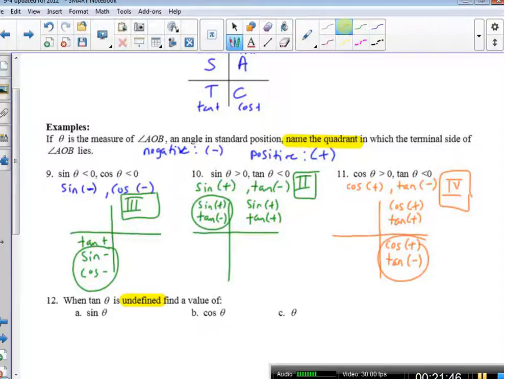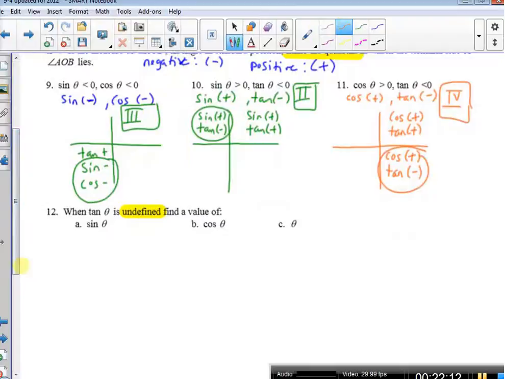Think of these as, again, for number 10, think of plotting a point in quadrant 2. The x would be negative, the y positive. Sine is your positive y coordinate. Tan would be that positive divided by negative. And in 11, cosine is positive, so x coordinates are positive. Y coordinates would be negative.